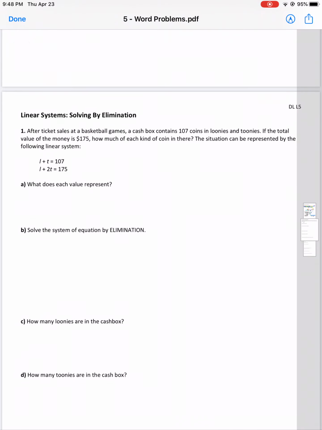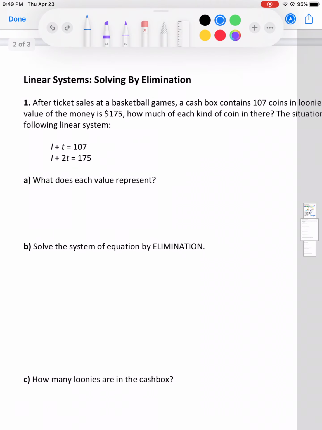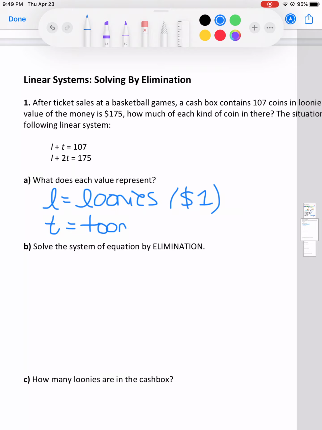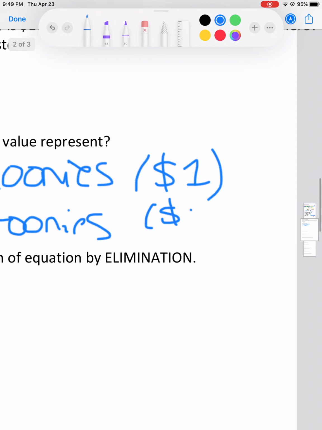Okay, so what does each value represent? Well, guess what L represents? Loonies, which is $1. I'm just going to write that in there just in case you forgot. T represents toonies, which is $2.